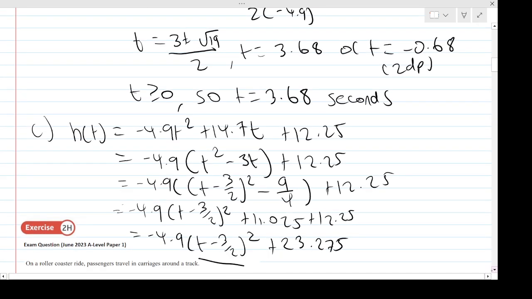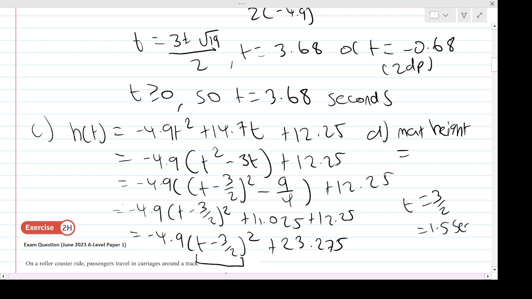Well, we completed the square already. So to work out part D, the max height, well, the maximum height occurs when the bracket equals 0. So for that to happen, t has to equal 3 over 2, which is obviously 1.5 seconds.